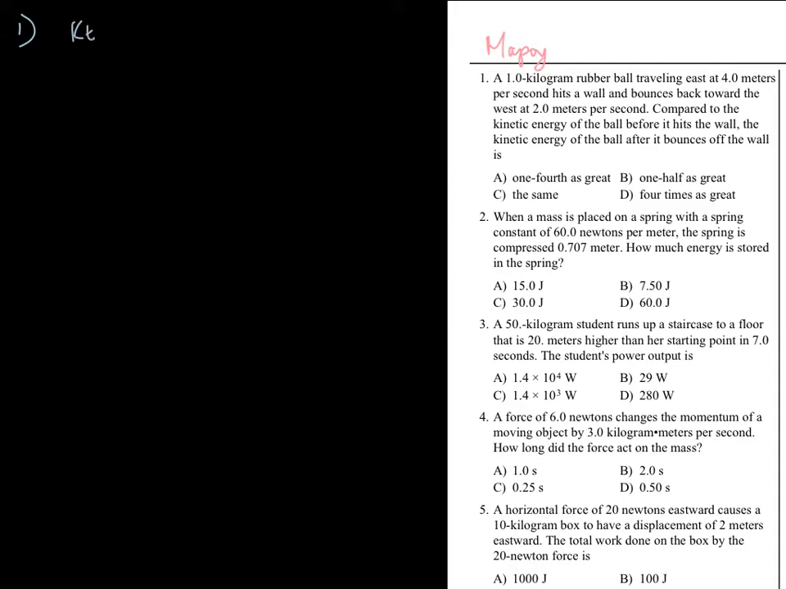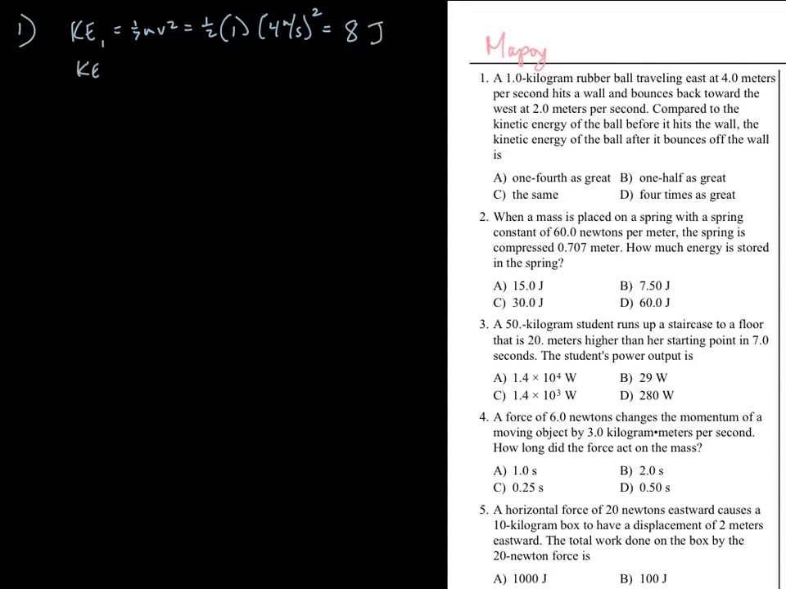So I'm going to label this KE1, 1/2 mv squared equals 1/2 times 1 kilogram times speed of 4 meters per second squared. Don't forget to square that. So 16, half of that is 8 joules.